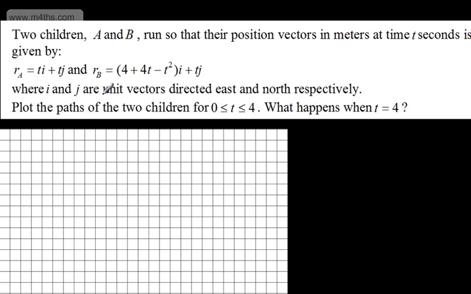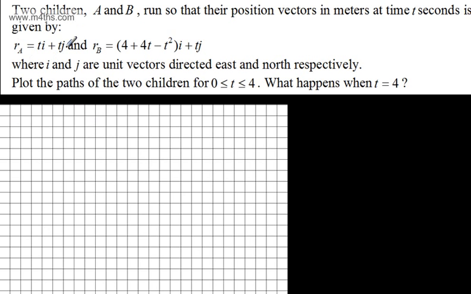We're asked to plot the paths of the two children from 0 to 4 for the time, and we're asked what happens when the time is equal to 4. If we look at this, this is simply a linear function. This is the line y is equal to x.